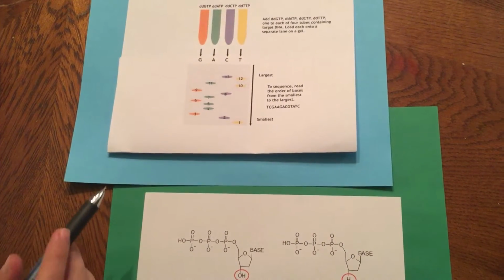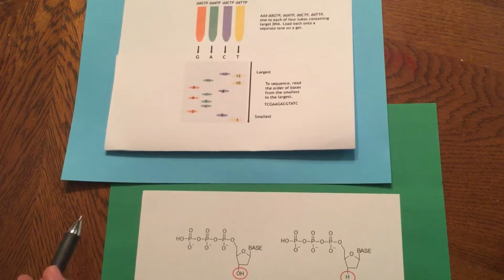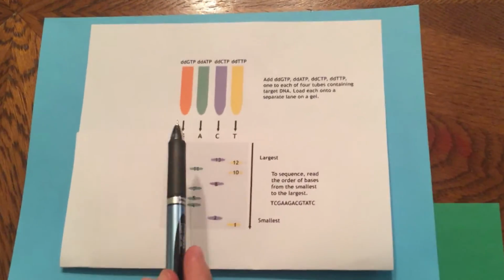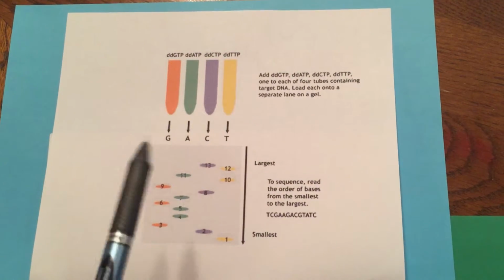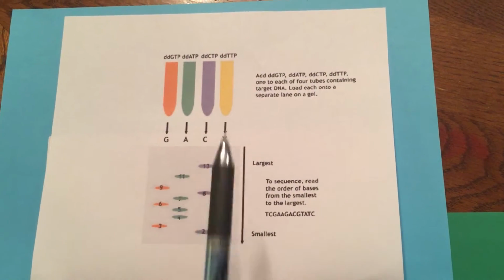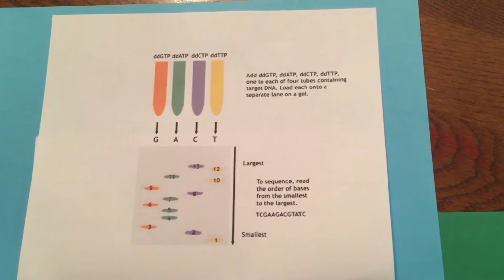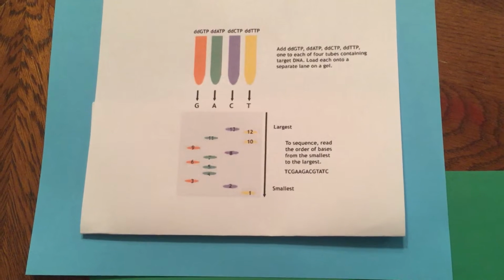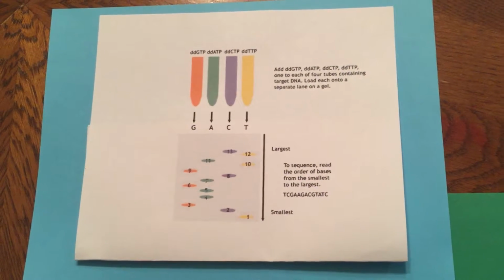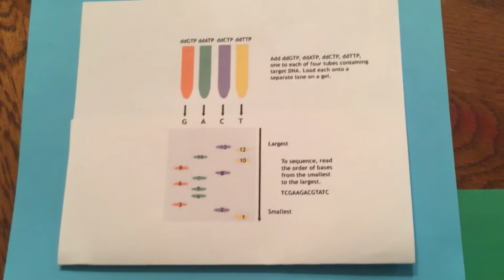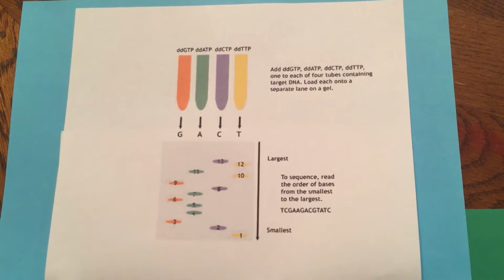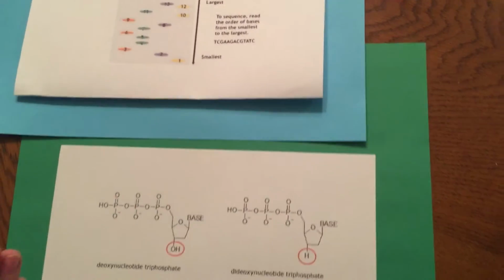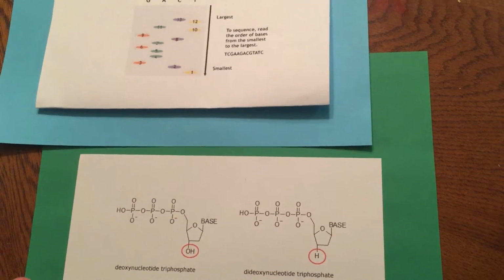So first, it starts with denaturation. You heat the strands, and you have 4 test tubes now instead of just the one, because you're determining each of the bases. You denature them so they separate, and then you add the primer, and that will form the new strand, and then the dideoxynucleotide will stop the synthesis.